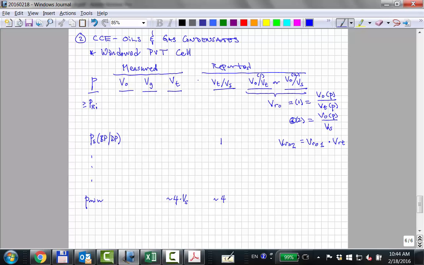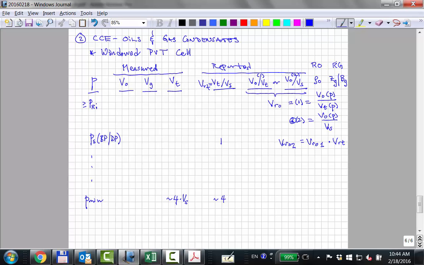This is VRT. Total relative volume. This is the VRT. So they always give this, and then they'll give one of the two relative volumes. Now, for reservoir oils, you'll also get the oil density above the bubble point. And for reservoir gases, they'll typically give you the Z factor and or the gas formation volume factor.